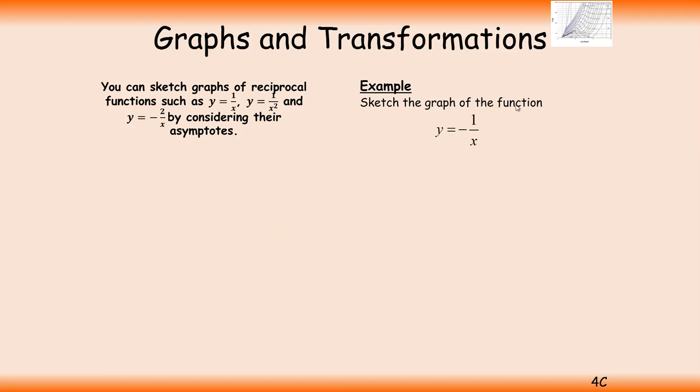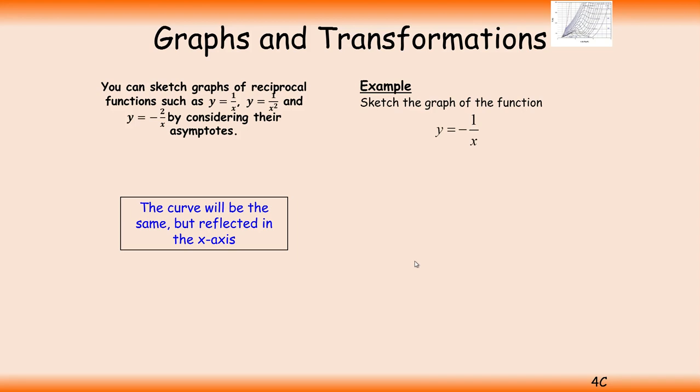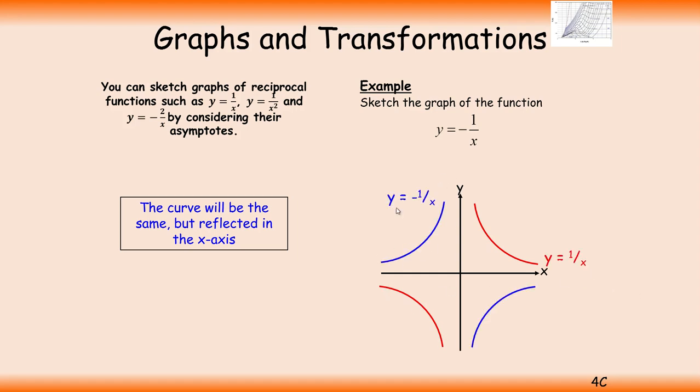Another example, sketch the graph of the function y equals minus 1 over x. So because it's minus, anyone remember what happens in graph transformations from GCSE? Minus 1 over x means that it's going to be a reflection in the x-axis. So we sketch 1 over x first in red, and then we're going to reflect it in the x-axis. So that curve is going to be reflected down here, and this curve is going to be reflected up here. There we go. So we got in blue, we got minus 1 over x. Sketch that. When you're ready to move on, hit play again.